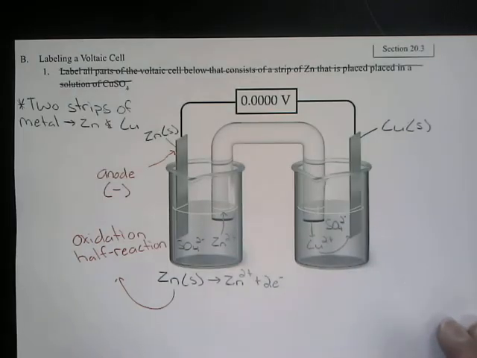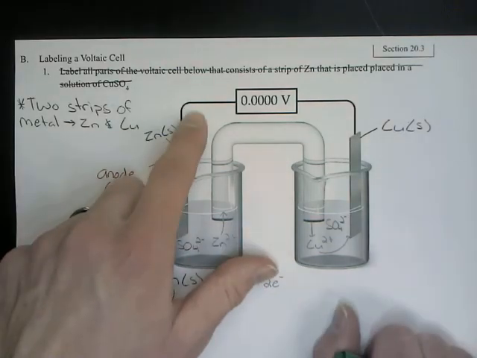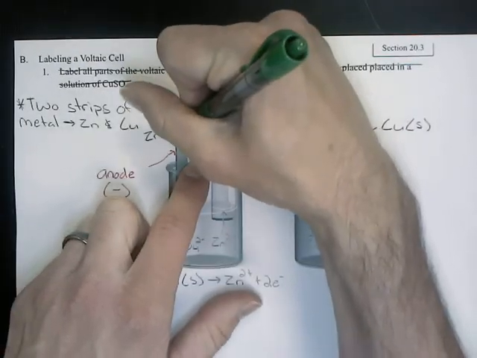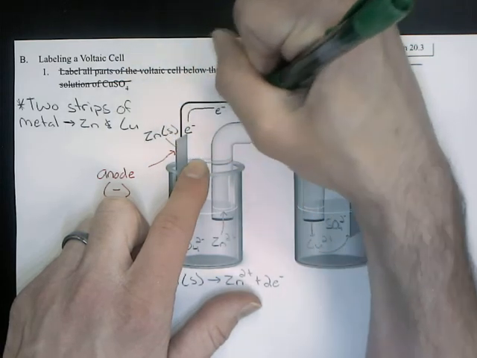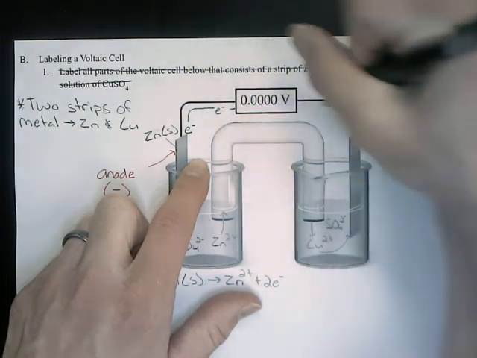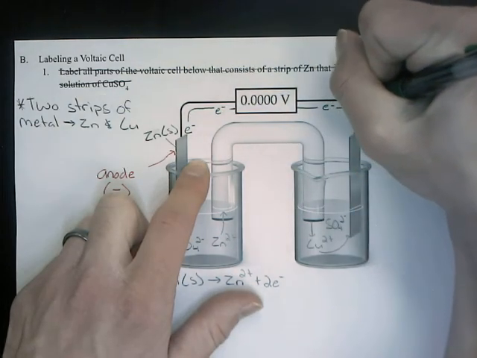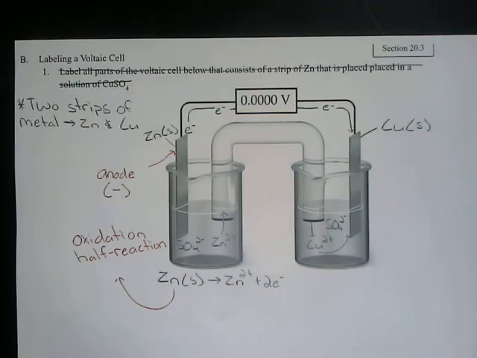Now I want to talk a little bit about what is happening here with these electrons. So these electrons, this is connected via a wire. This is just a little wire. So these electrons are going to follow this wire here. They're going to go through this particular voltmeter, and they are going to go onto or be deposited onto our copper metal.